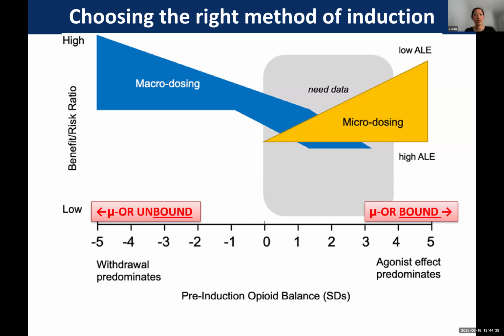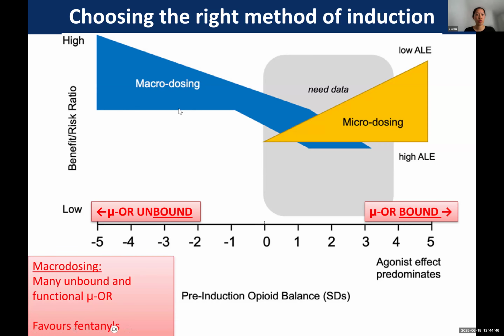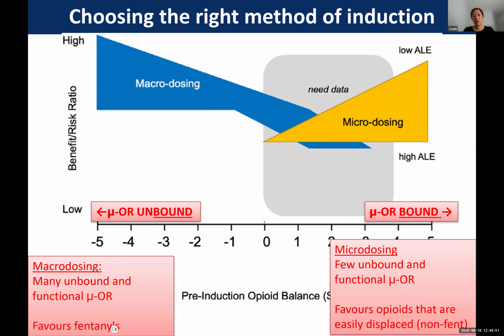If that's the case, then macrodosing would be most appropriate. Or you can have a clinical picture where patients are on their full mu agonist and the receptors are bound. And in that case, it would favor the induction via microdosing. Macrodosing also favors patients who use fentanyls, versus microdosing, where opioids that are more easily displaced, or non-fentanyls, are favored.